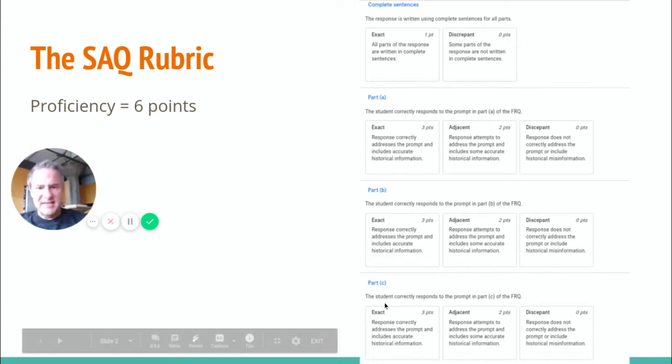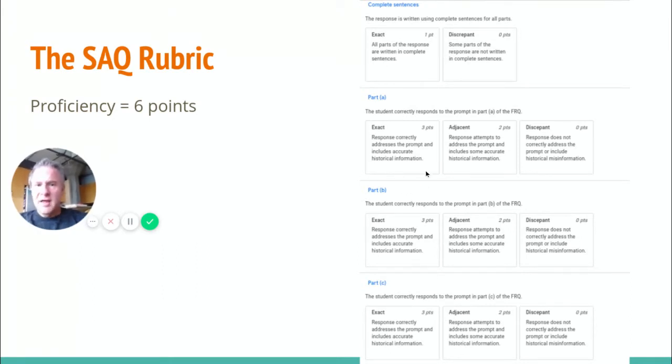Part A, B, and C are the same in the rubric because the questions are the same, and they're worth 3 points apiece. If you are exact in your response, that means that you have correctly addressed the prompt. If it's explain, you're addressing how or why. If it's descriptive, you're addressing who, what, when, where. So basically what we're saying is, did you answer what the prompt is asking?